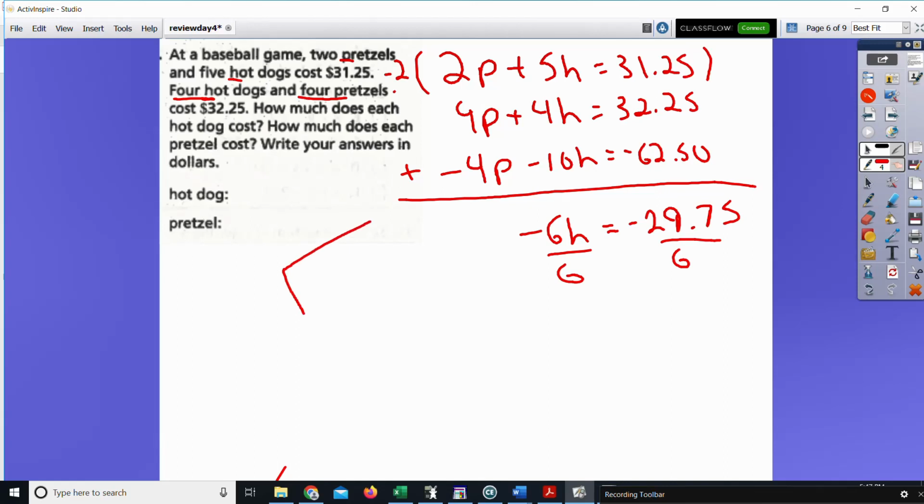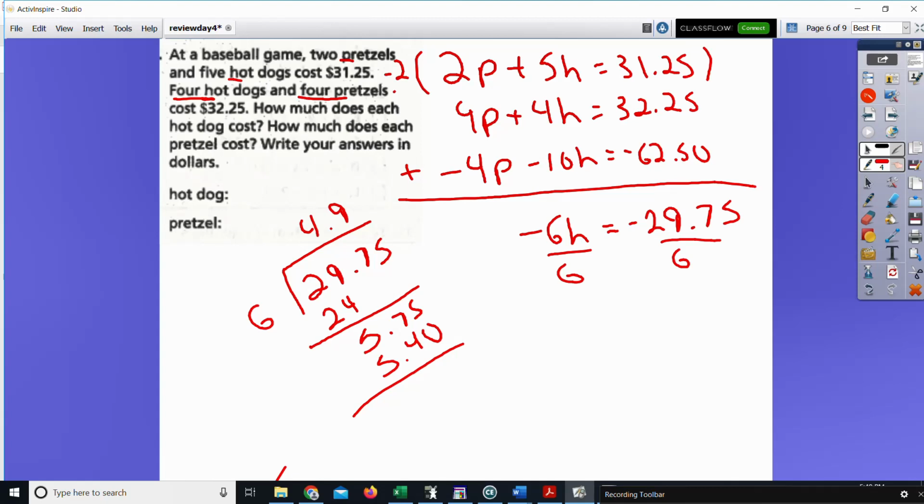I'm too tired right now to do this in my head. If we take a 6 and we enter 29.75, it goes in 4 times, which is 24. That leaves 575. Put the decimal up. 6 will enter 57, what? 9 times? 6 times 9 is 54. This is weird. Something is really wrong with this problem. That or it's just me.